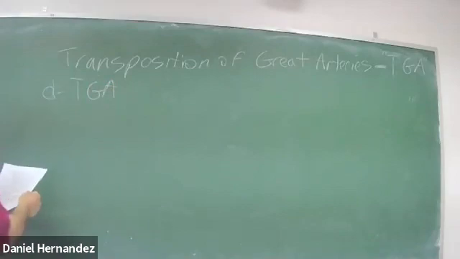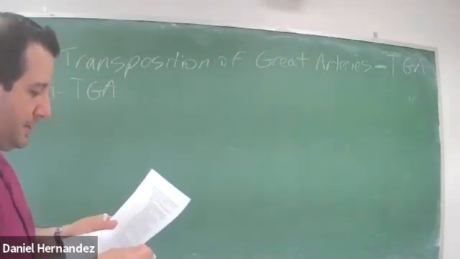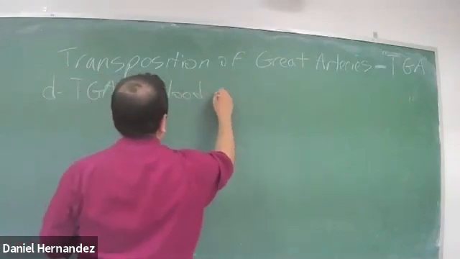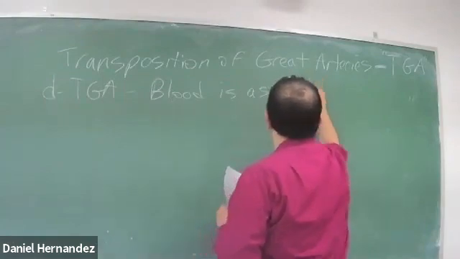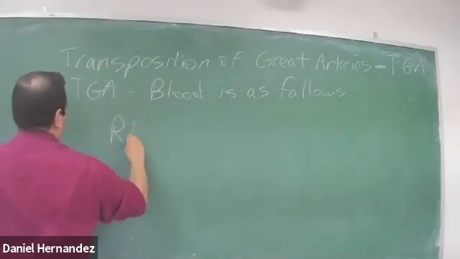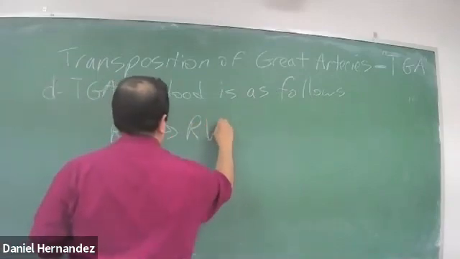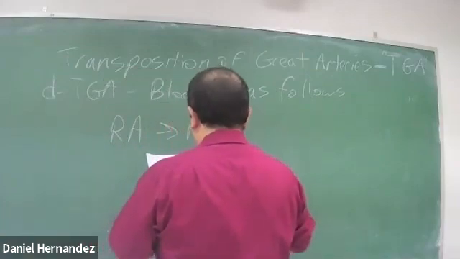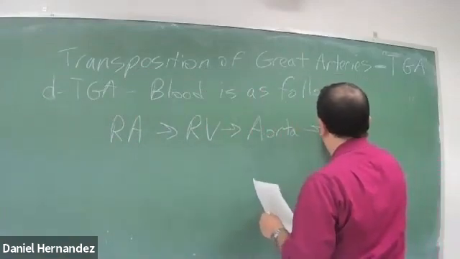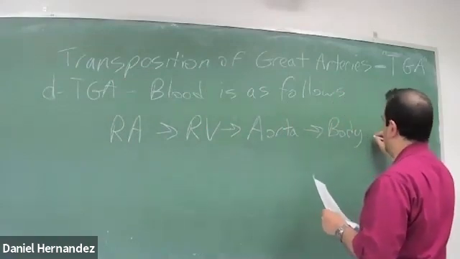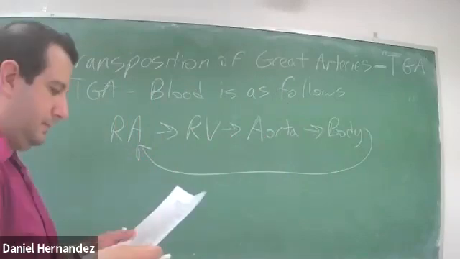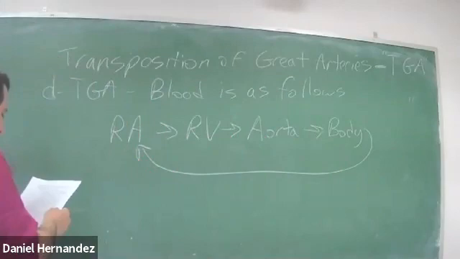DTGA creates two independent parallel circuits of blood flow. So with DTGA, on the right side we have blood flow entering the right atrium, goes into the right ventricle, into the aorta, goes to the body, and back to the right atrium.